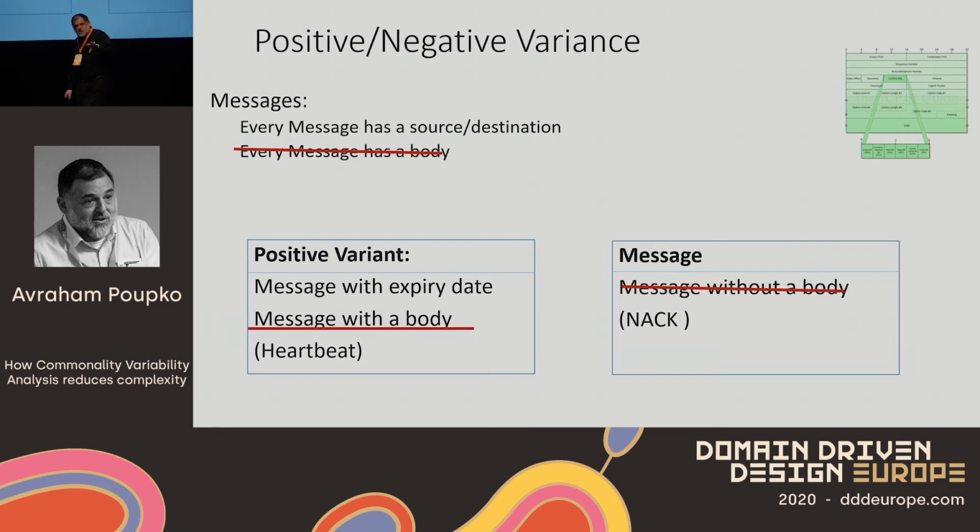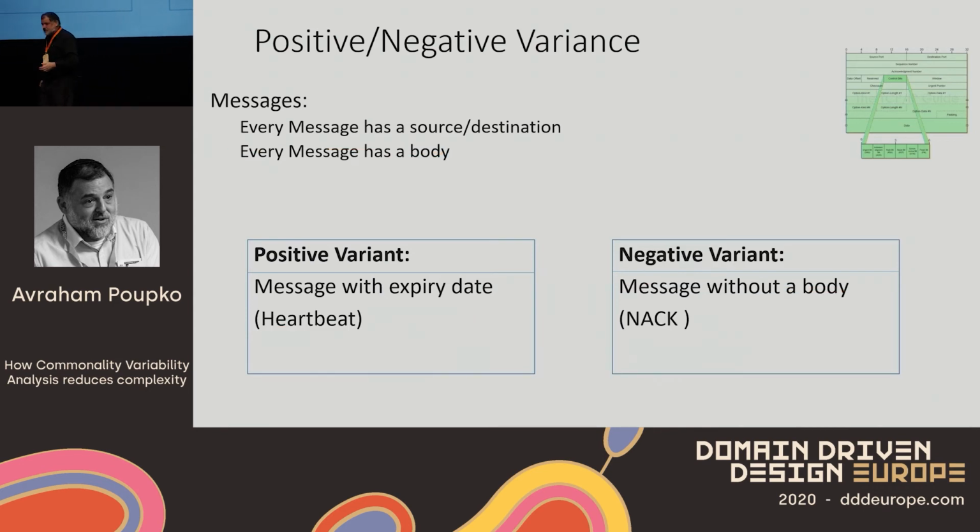And so the programmer might say, well, let's take away every message has a body. And the positive variant will be, there's a message with an expiry date and a message with a body, and I don't need a negative variant. A NAC is a message like any other message. It doesn't have a body. The problem with that is I just lost the rule. I had a great rule. I had a useful rule that said every message has a body. Rules with exceptions are good rules. They're useful rules. I want to stick with this one.